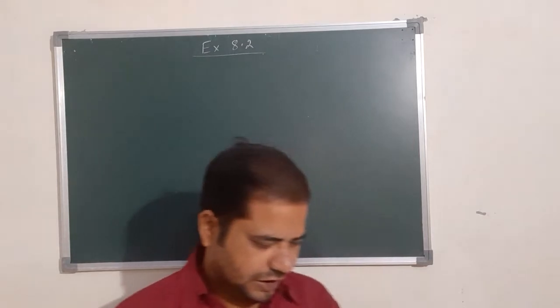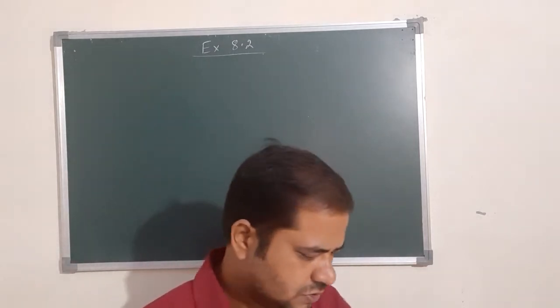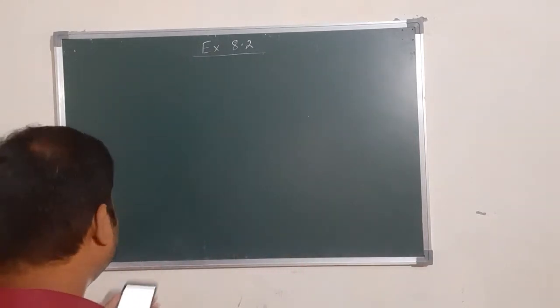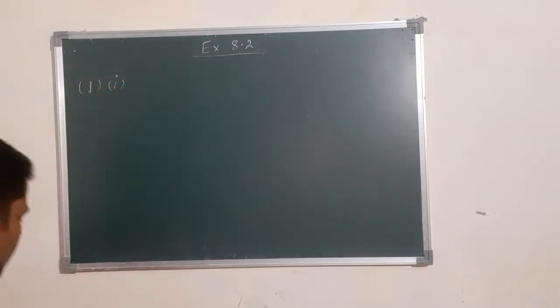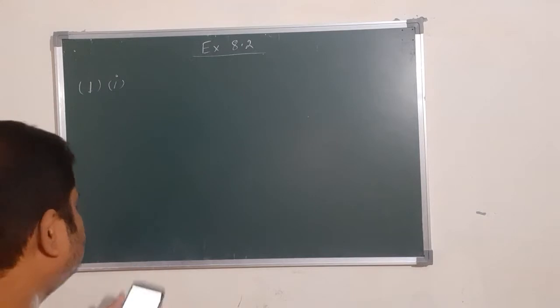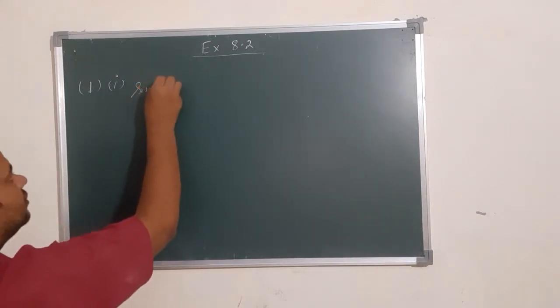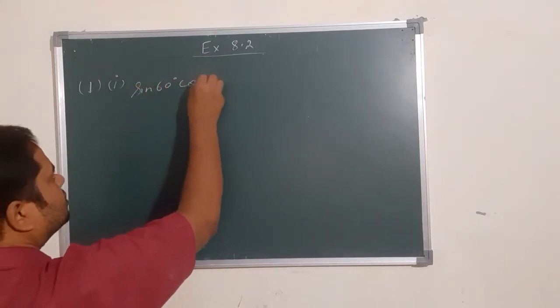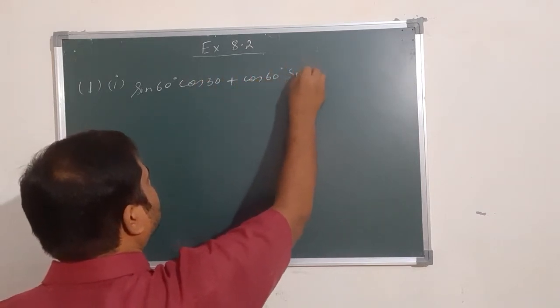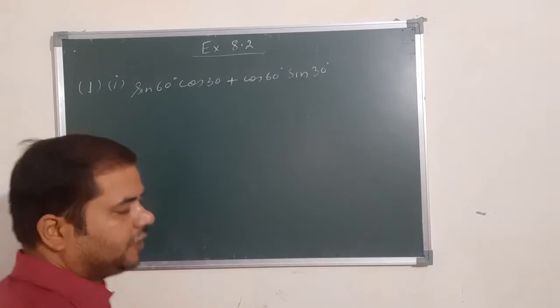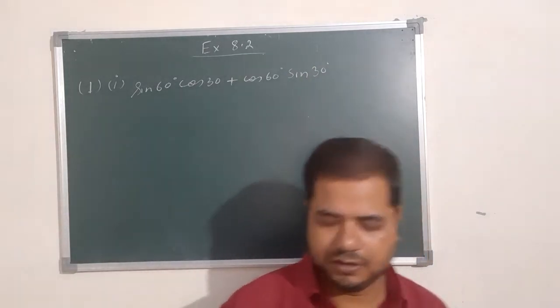The first question is evaluate the following. So first question, first part, evaluate the following: sin 60 cos 30 plus cos 60 sin 30. We need to find the value of this expression.